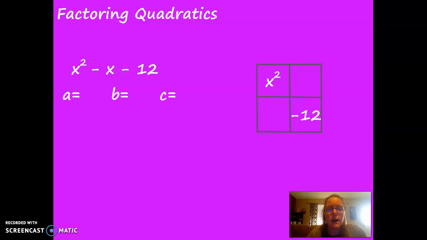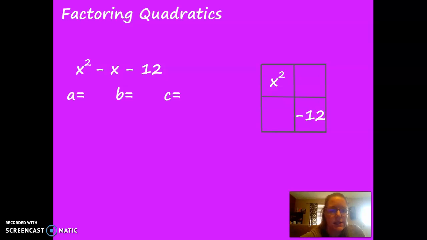So first, identify your a, b, and c values. A being the leading coefficient. In this case, it is 1 because there is no value in front of the x squared. B is the coefficient in front of the x, so in this case it's -1. And then c being the constant at the end, which is -12.